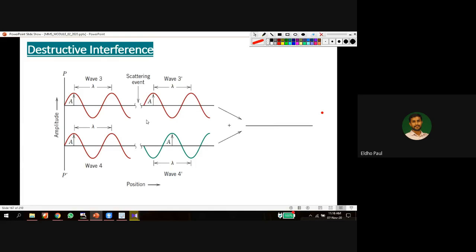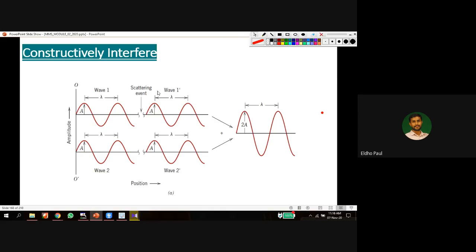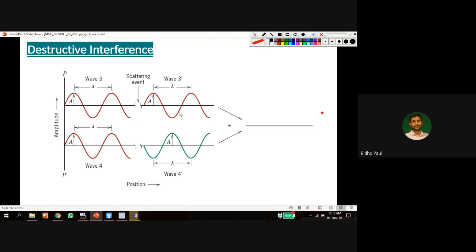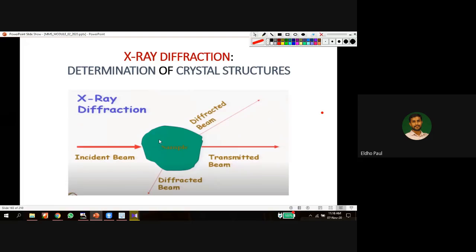So after scattering, these two events may occur. First one is constructive interference. That results in a stronger beam, a stronger beam with twice the amplitude by constructive interference of two beams. Another one is after scattering, the two beams may destructively interfere, resulting in the disappearance of the beam. These are the two events that may occur when the incident beam is scattered with the particles inside the sample.